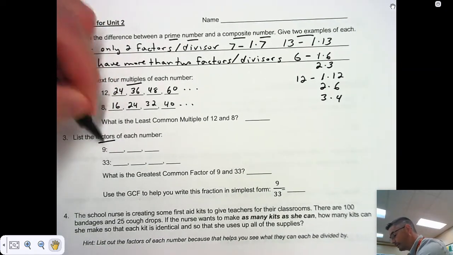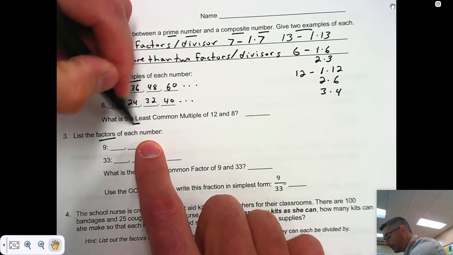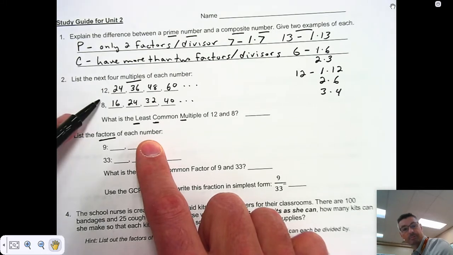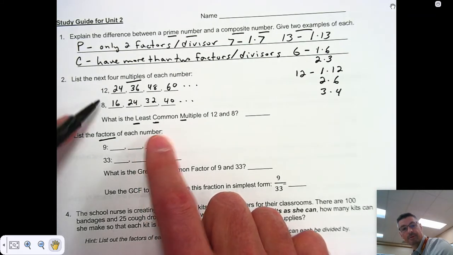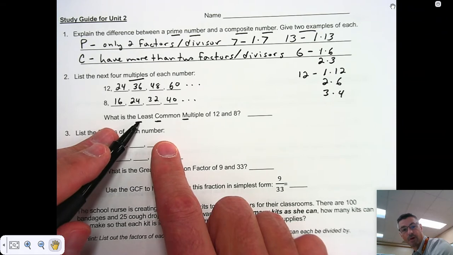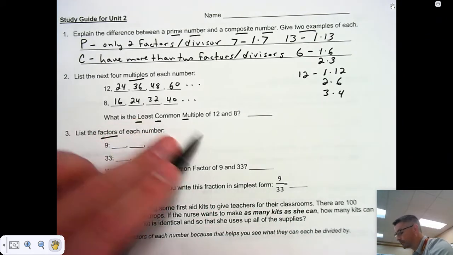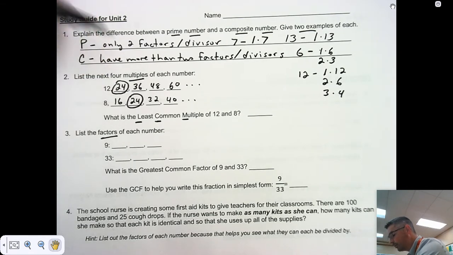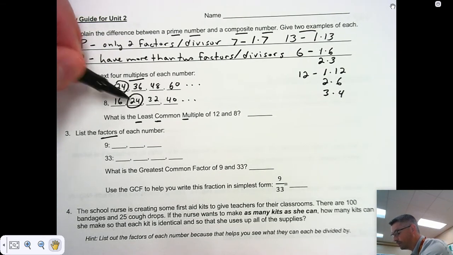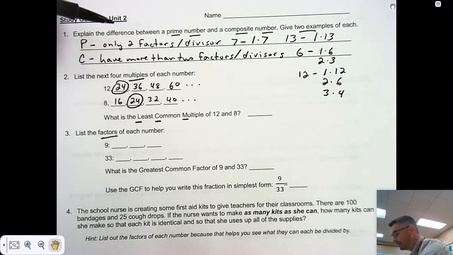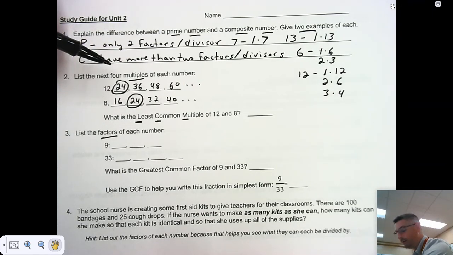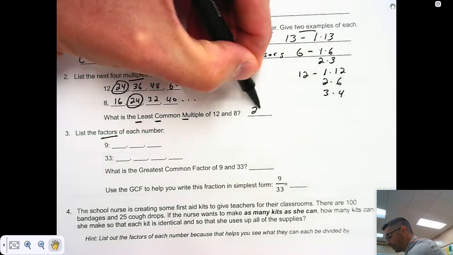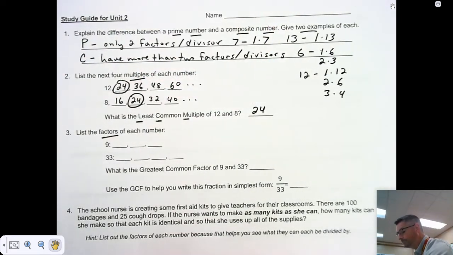Next question is factor. Oh, I missed one. So then we learned about the LCM, or the least common multiple. So once you list out multiples of two or more numbers, you look for the smallest common multiple for 12 and 8. If you look up here, you see that they share 24. 24 is the first multiple that they share, so it's the least common. We couldn't do greatest common, right? Because multiples go on forever. So 24 is your least common multiple.